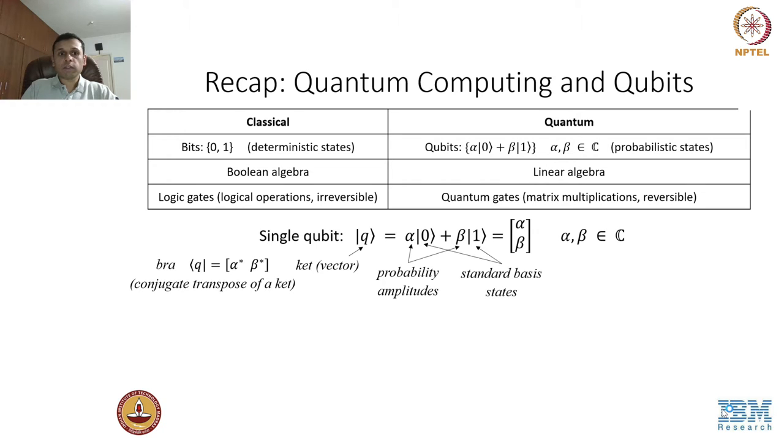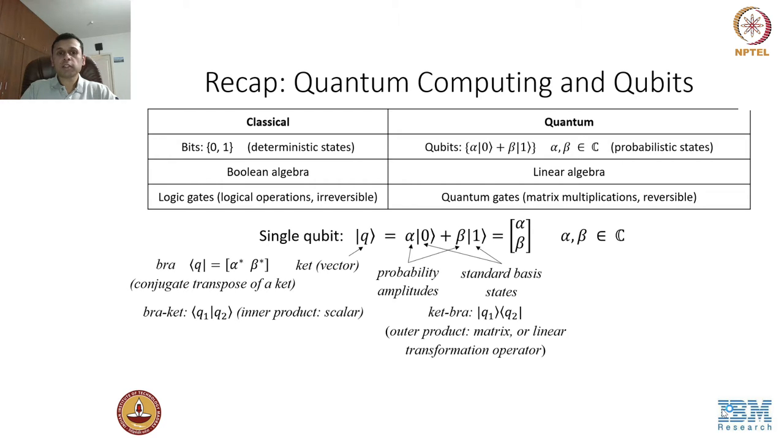The bra, which is an operator, is the conjugate transpose of a qubit, and it is a row matrix as opposed to the ket, which is a column matrix. The bra-ket is the bra operator applied to a ket, and that produces a scalar or a complex number. This is also called the inner product, just like the vector dot product. The ket-bra is the transformation of one operator into another. It transforms a bra into a linear transformation operator or a matrix using the outer product. And as you can see, the notation for the ket-bra is the reverse of the bracket.